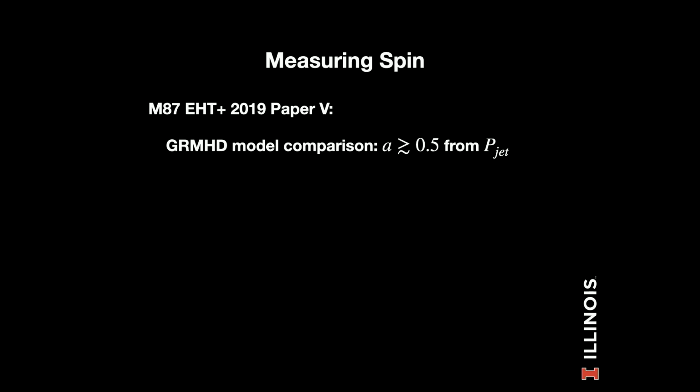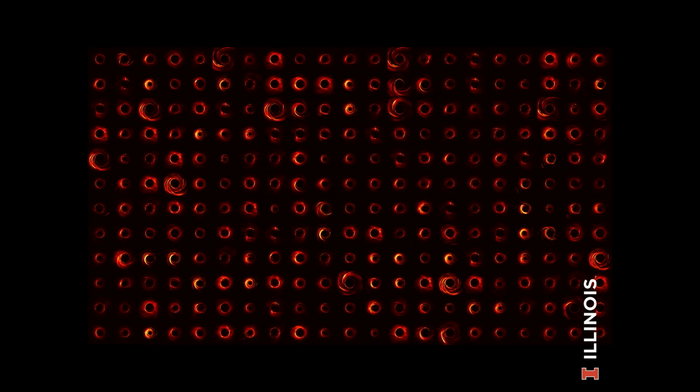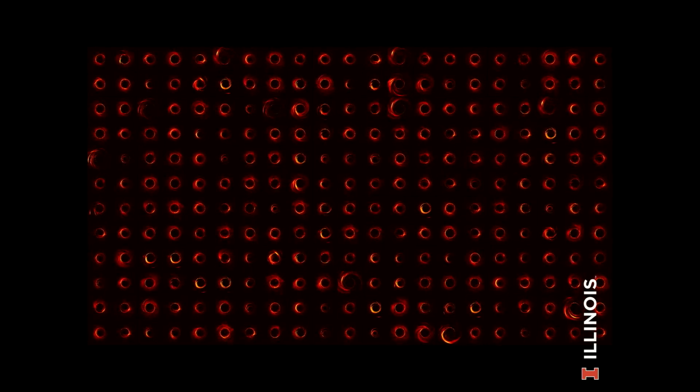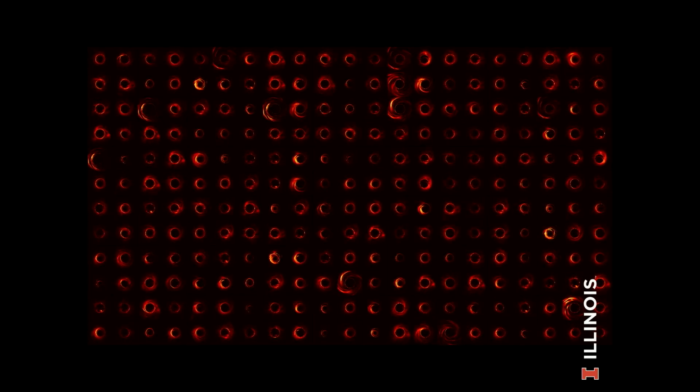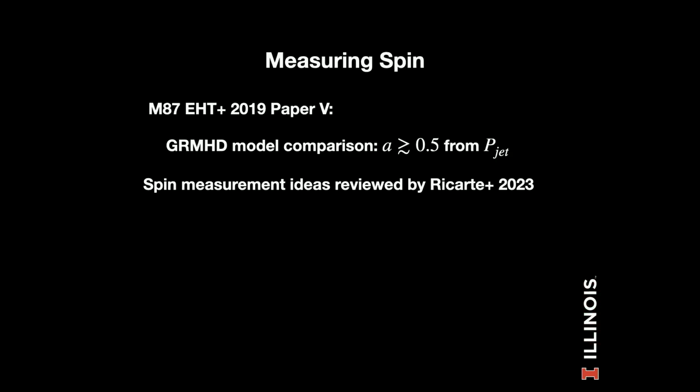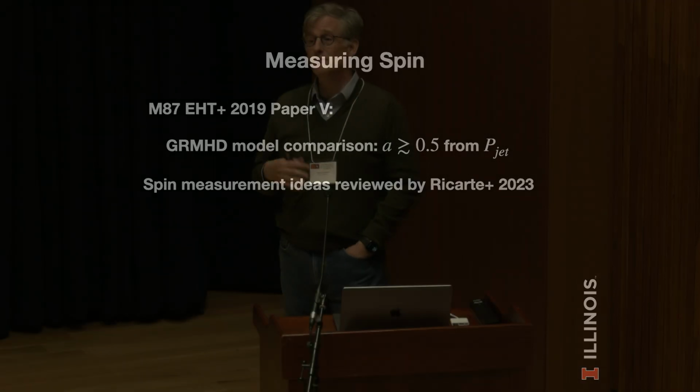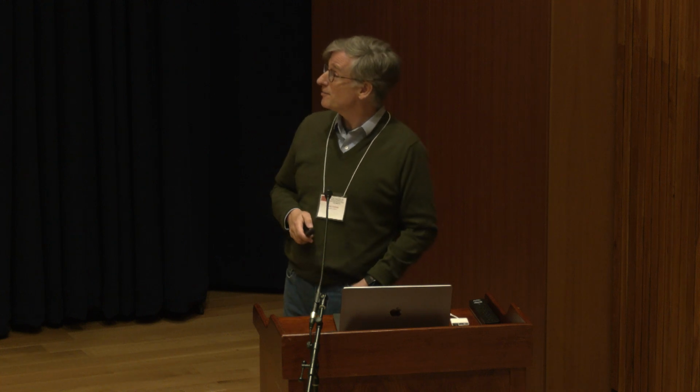So let me just show you. Okay, so this is our model comparison. I think someone showed galaxies, so I felt I had to show this zoo of MHD simulations of accreting black holes. You can see that some of these are different. They don't all work as explanations for what's going on in M87. Okay, so there are many ideas for using EHT data to measure the spin of M87.